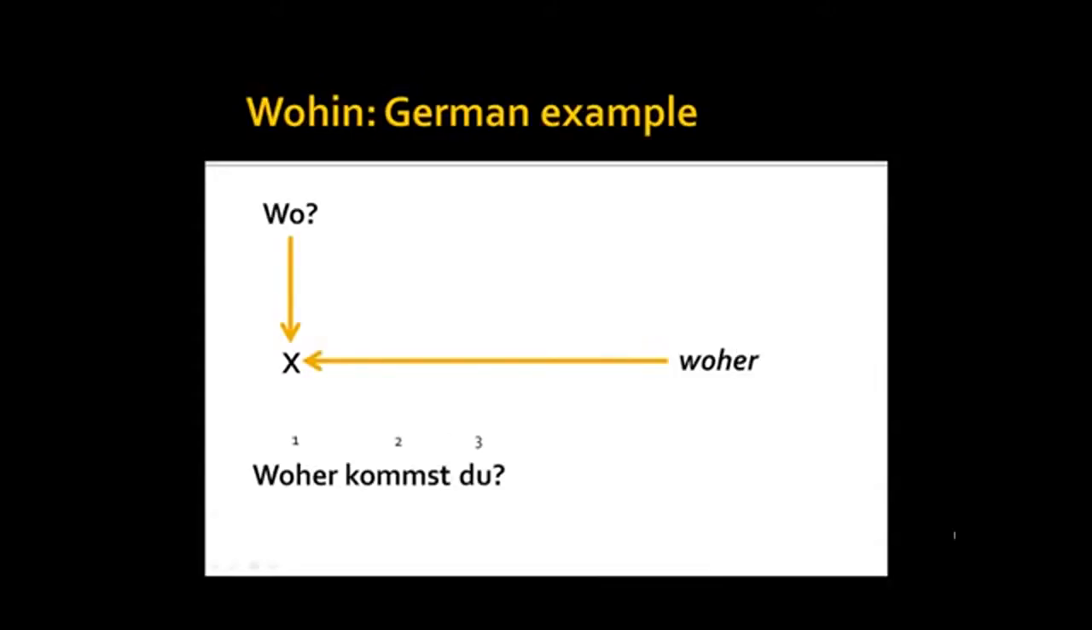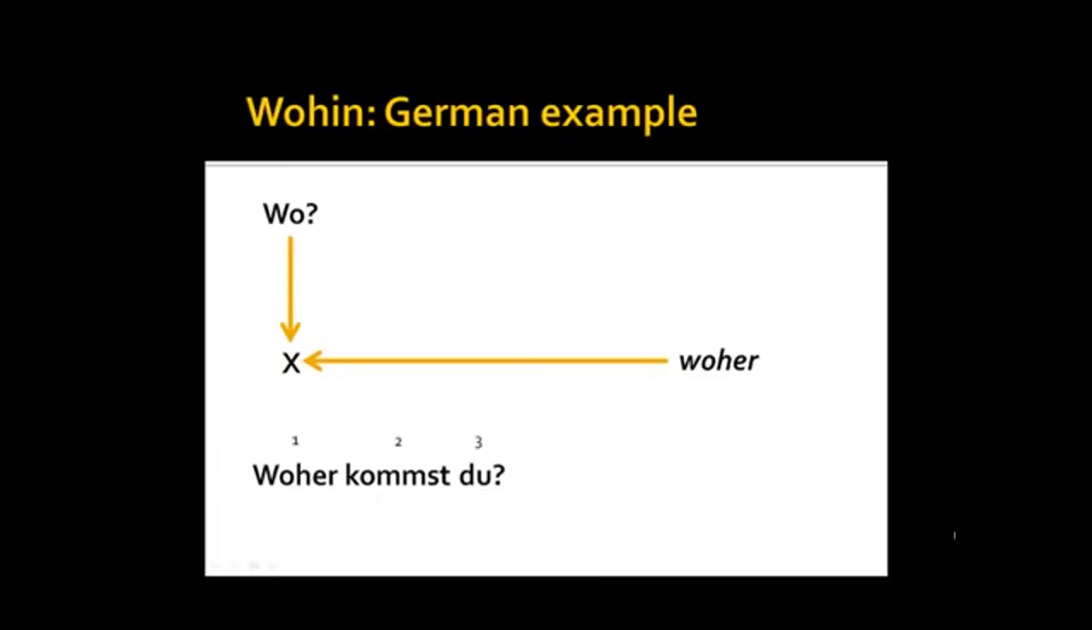Now, if someone is coming towards you, we use the word woher. Woher kommst du? Again, it's an interrogative. It's a question word, so it comes in the first position. The verb always comes in the second position, followed in the third position, sort of whatever remains in the sentence. So, main thing, movement away is wohin. Movement towards, woher.